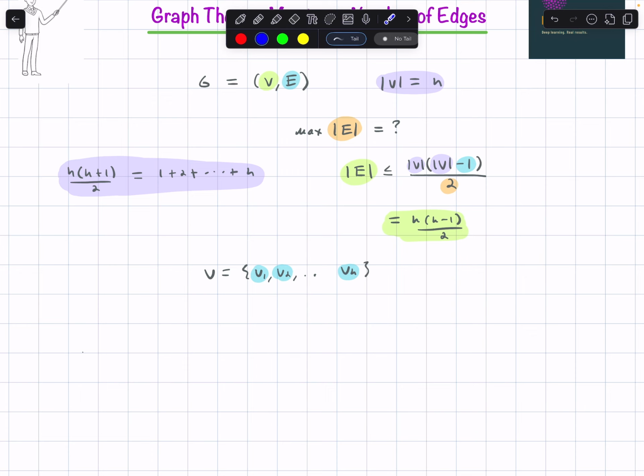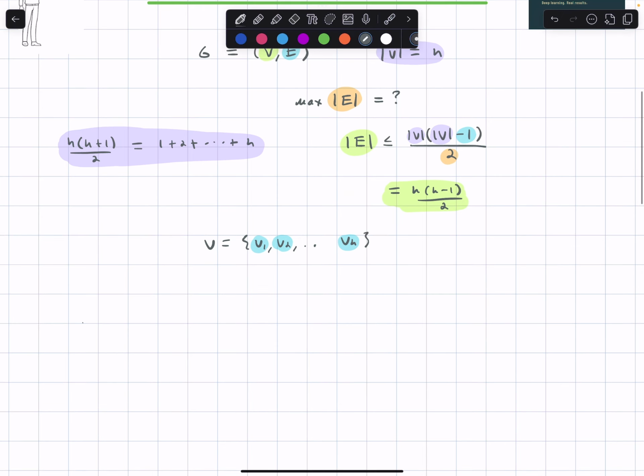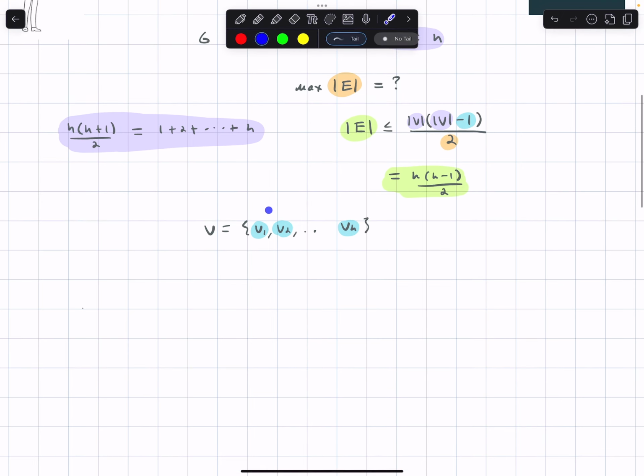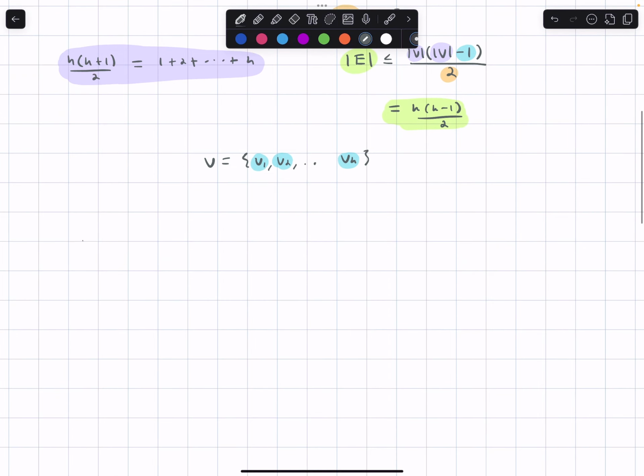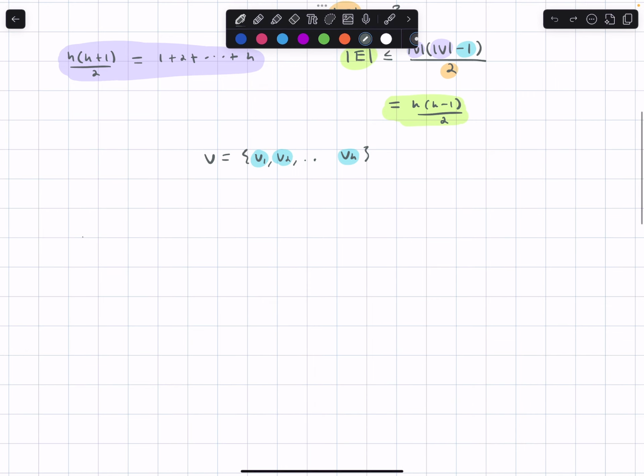So connecting V1 to V2 and then V2 to V1 and counting that would be double counting, because that's just one edge. We don't consider that to be two edges connecting one vertex to another. We're just going to consider that to be one edge. So let's think about this. Let's go one by one. We'll think about V1. And how many edges can we make using V1?